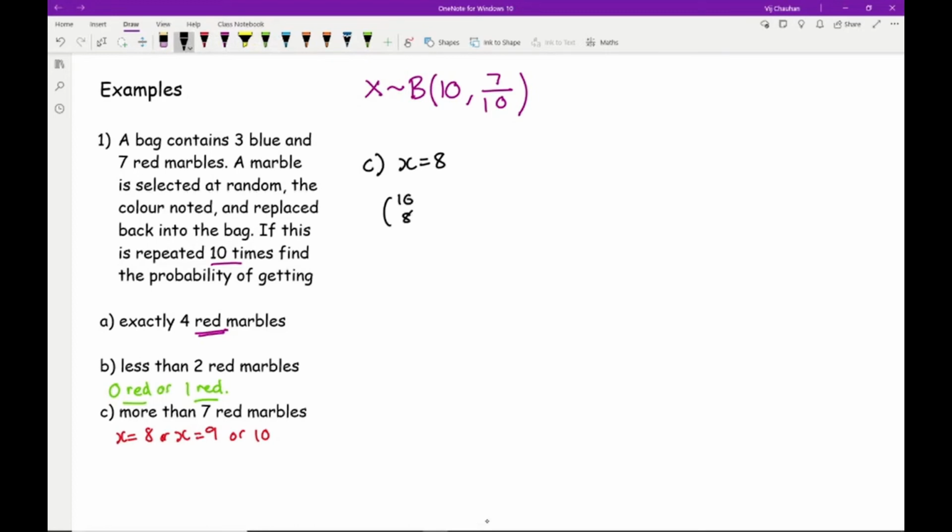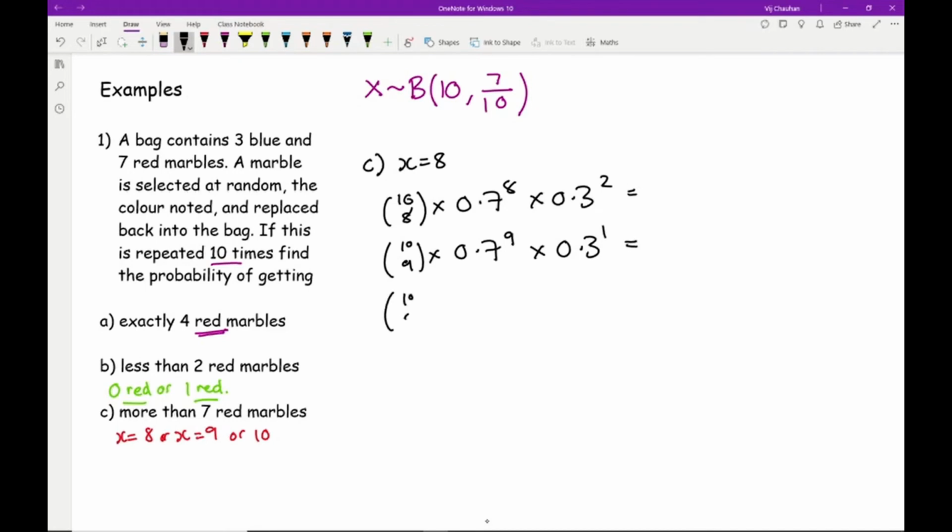For C, first of all let's work out the probability of getting 8, so that's going to be 10 C 8 times 0.7 to the power of 8 times 0.3 to the power of 2. Then do 10 C 9 times 0.7 to the power of 9 times 0.3 to the power of 1, then 10 C 10 times 0.7 to the power of 10 times 0.3 to the power of 0. Again I'll work out each of those 3 values now.